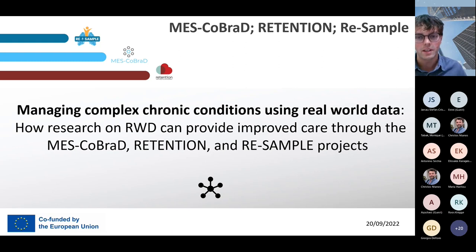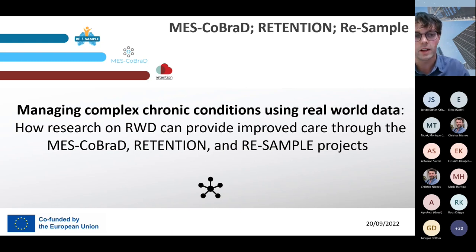I'll start by introducing myself before I hand over to the projects and we can really get into the content of today. My name's Oliver Blake, and I work for LIBER, which is a European Association of Research Libraries. We are a project partner in the MES CoBraD project, responsible for stakeholder engagement, hence my involvement in this session.